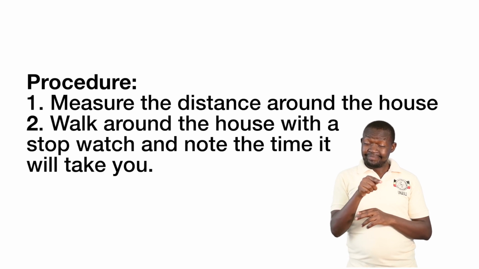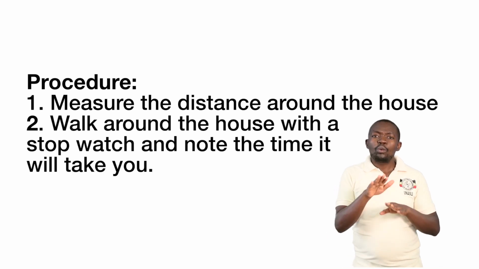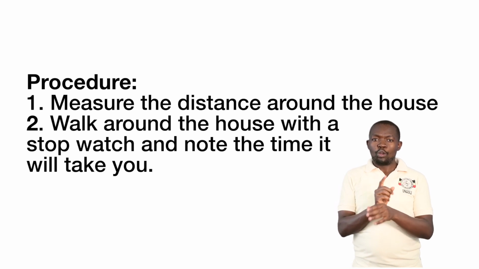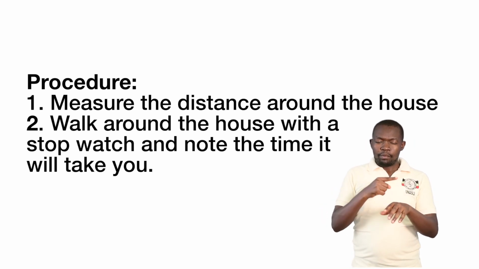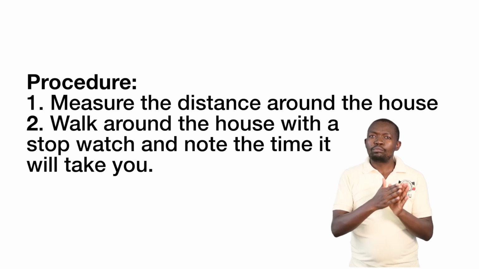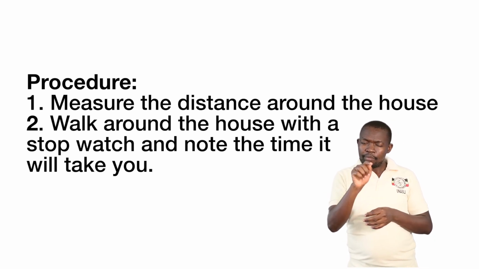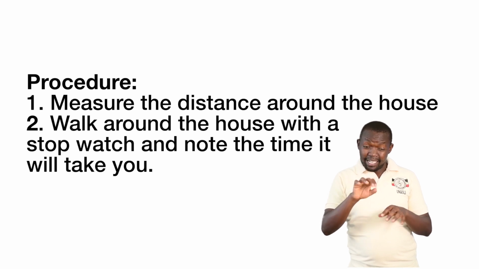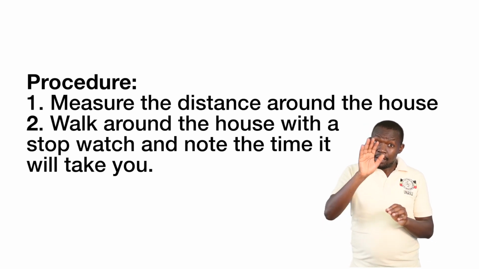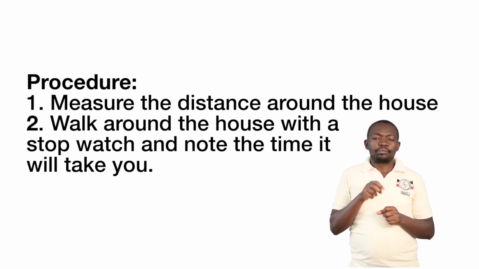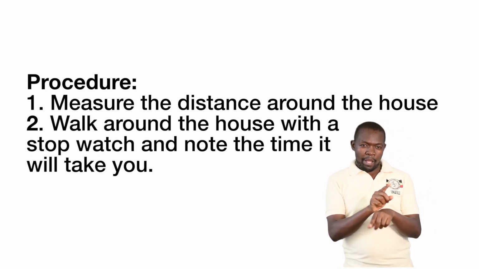Procedure number 2, walk around the house using the clock to note the time it will take you to go around the house. If you're not using a tape measure or a meter rule and it is your parent or guardian who is moving around the house using paces, you can move along with them while you note down the time they are using. That is procedure number 2.